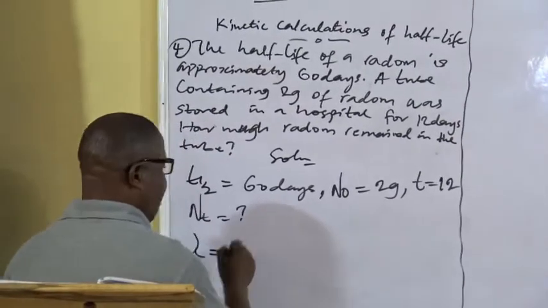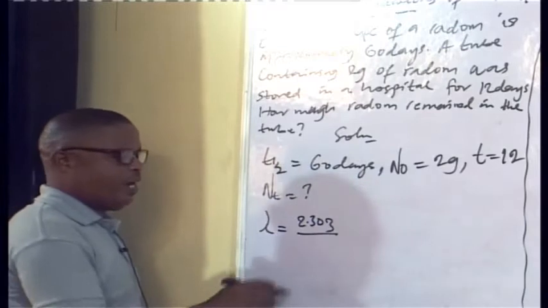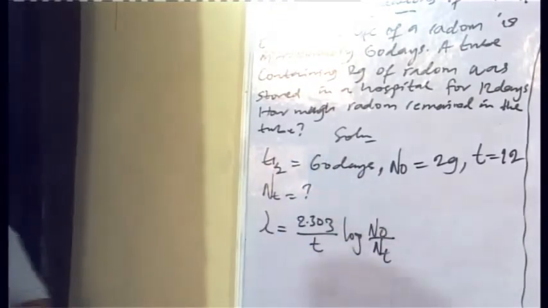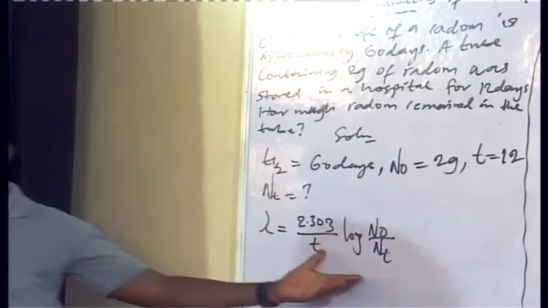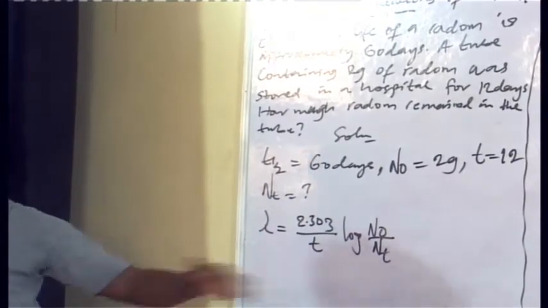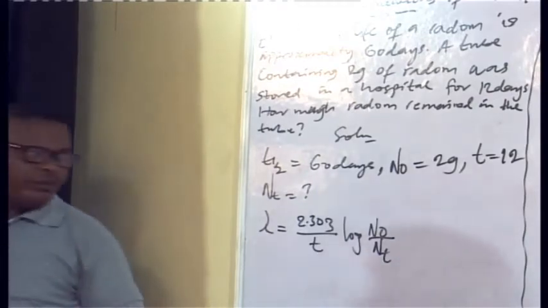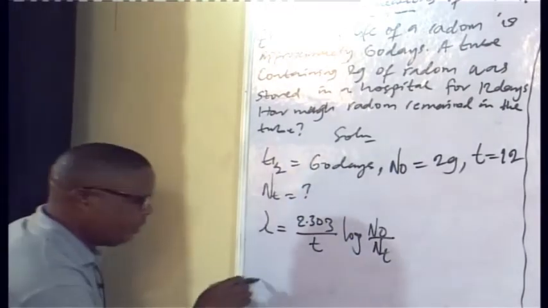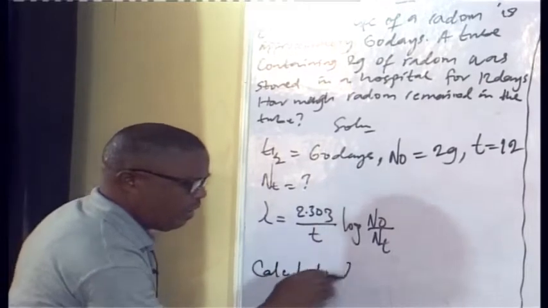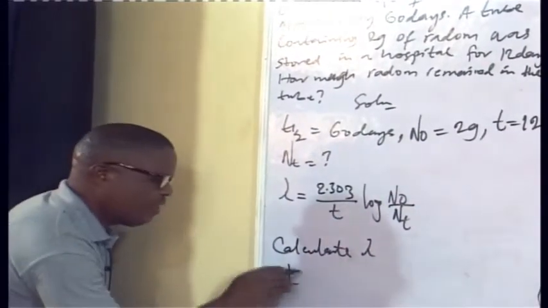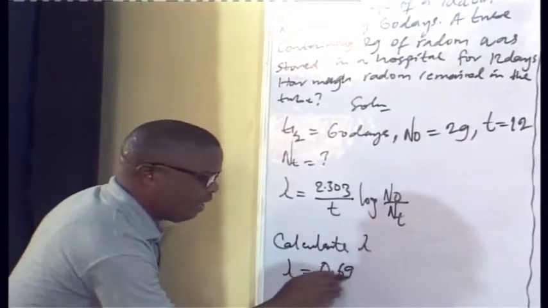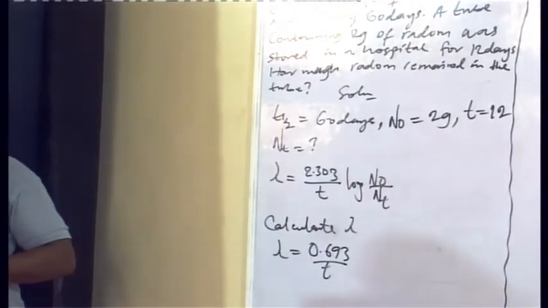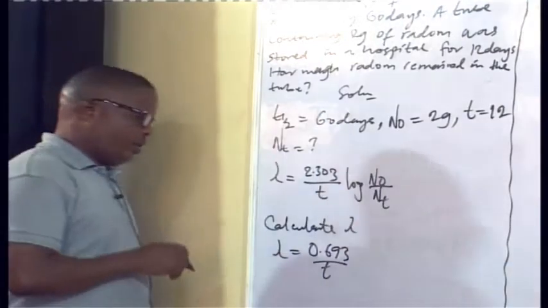Our lambda is given by 2.303 over t, times the logarithm of N0 over Nt. But with this, we want to calculate Nt, that is the amount remaining after a particular period of time, and lambda is not given here. So the first thing is to get a formula to calculate our lambda. Our lambda has a relationship of 0.693 all over t half.